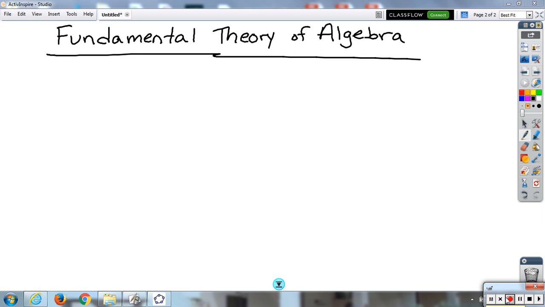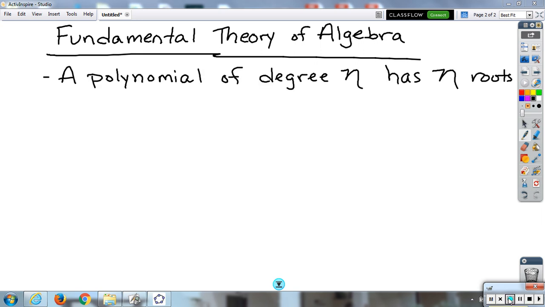What I want to talk about now are some functions, and therefore what you can do with some of these scalars. An important concept comes up in math called the fundamental theorem of algebra, and it states that a polynomial of degree n has n roots. So let's talk about what that means.